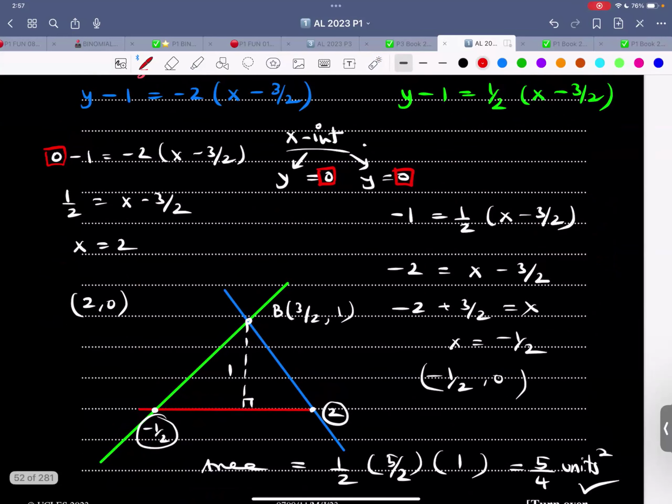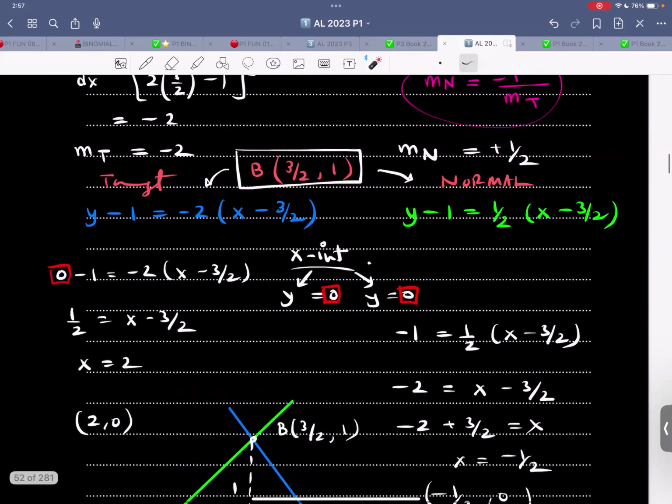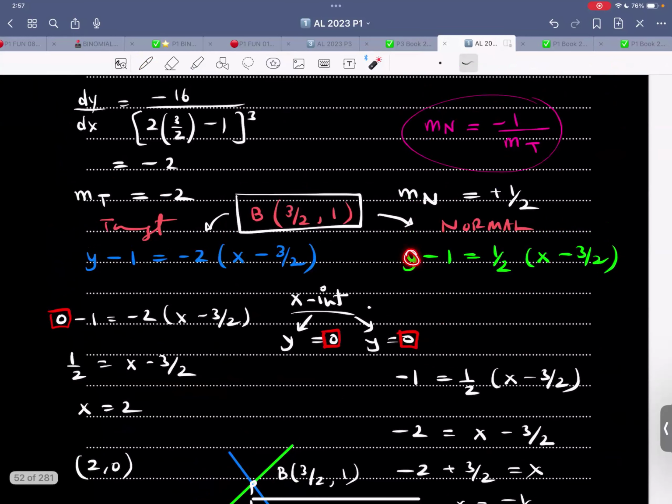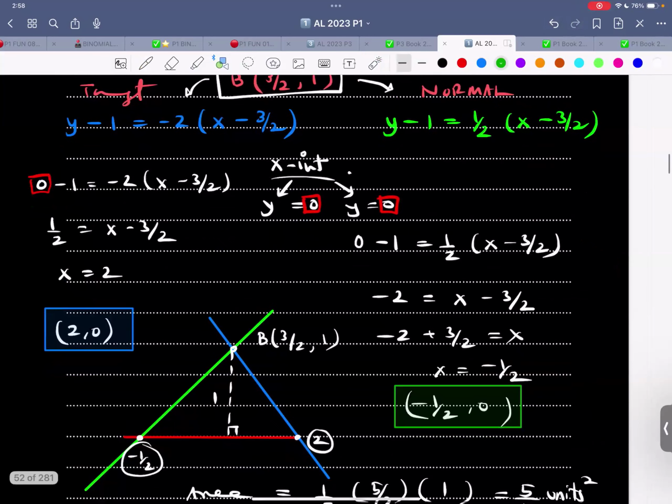Okay, if I'm not mistaken, I think I made an error. This is y equals 0 over here, so I plugged in over here. I was just wondering, where did that 0 go? So this is 0 minus 1, and then you simplify. You get two answers. One answer is (2, 0). The other answer is (minus half, 0).